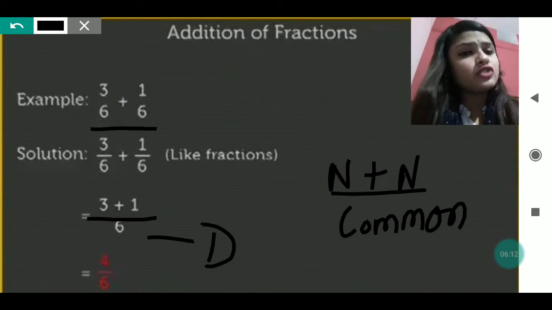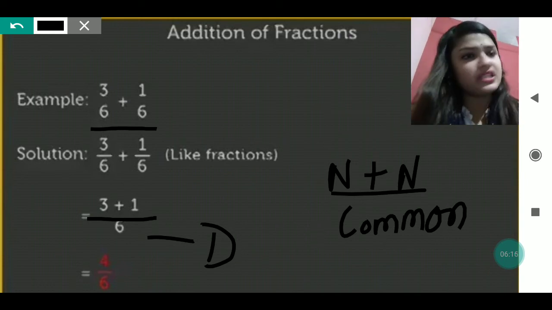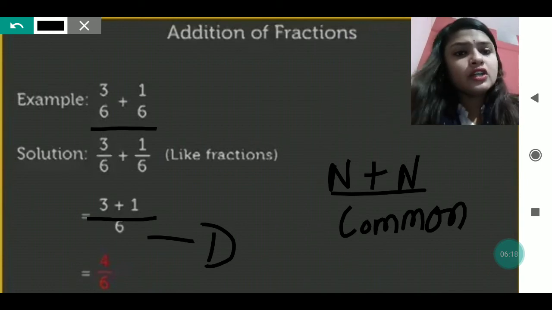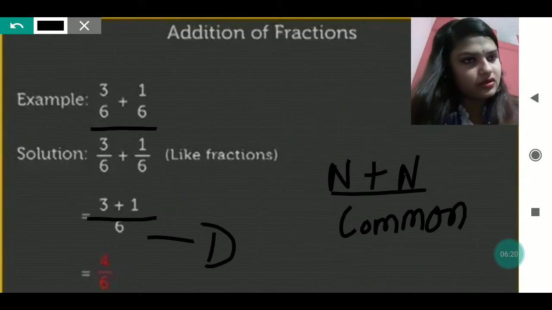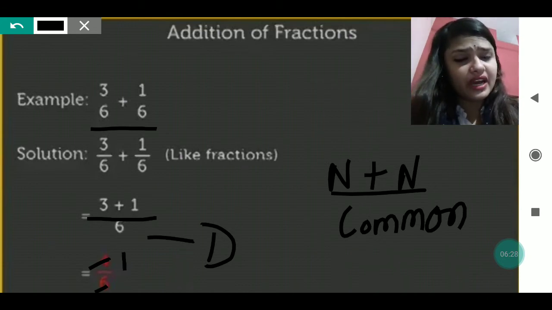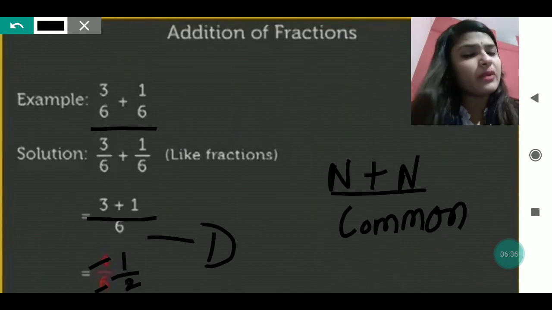If it is given to convert this 4 by 6 into its lowest term, maybe it can be given, so what you will do, you don't have to do much more. You divide it. When you divide it, you will get 1 upside and 2 downside, 1 by 2. So the lowest form of this will be 1 by 2.